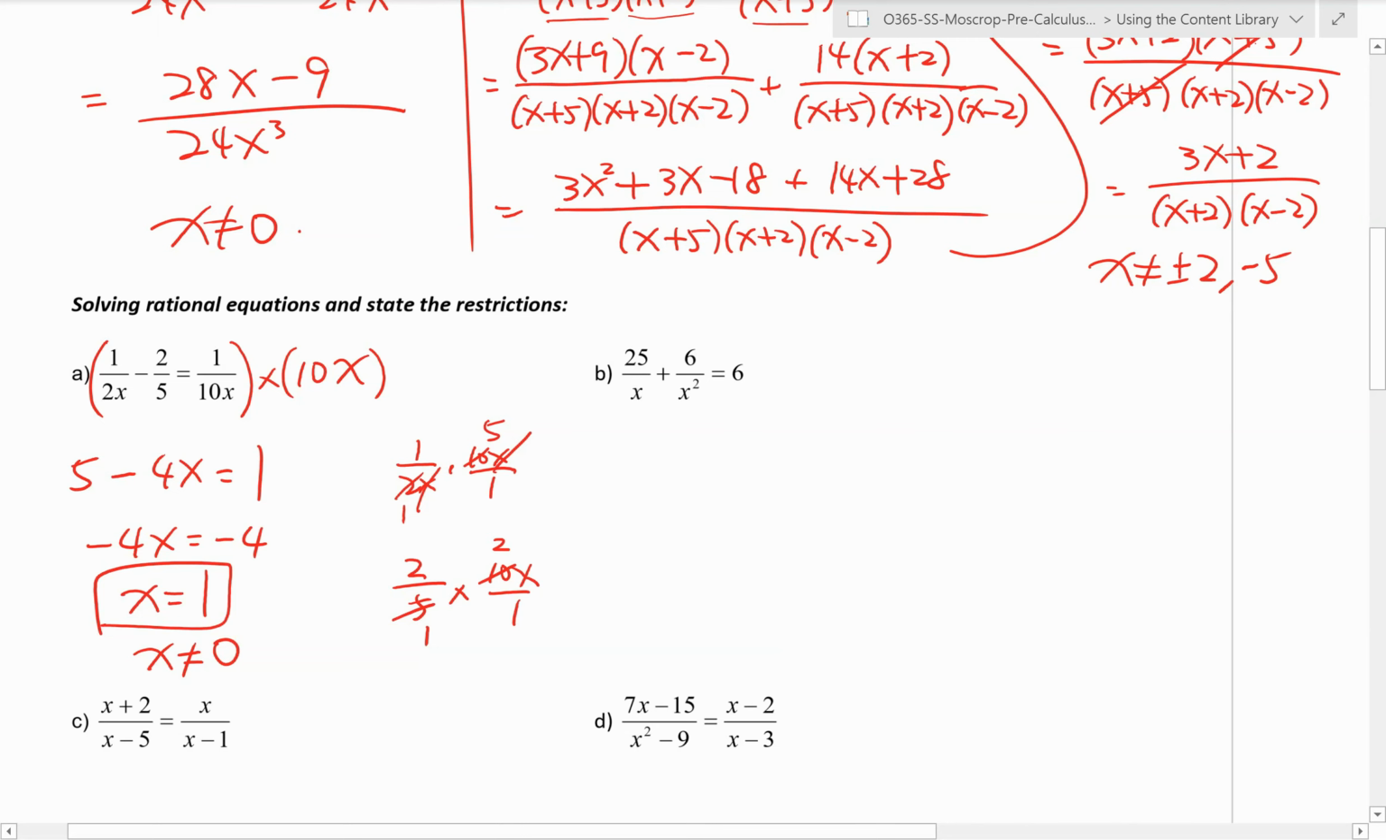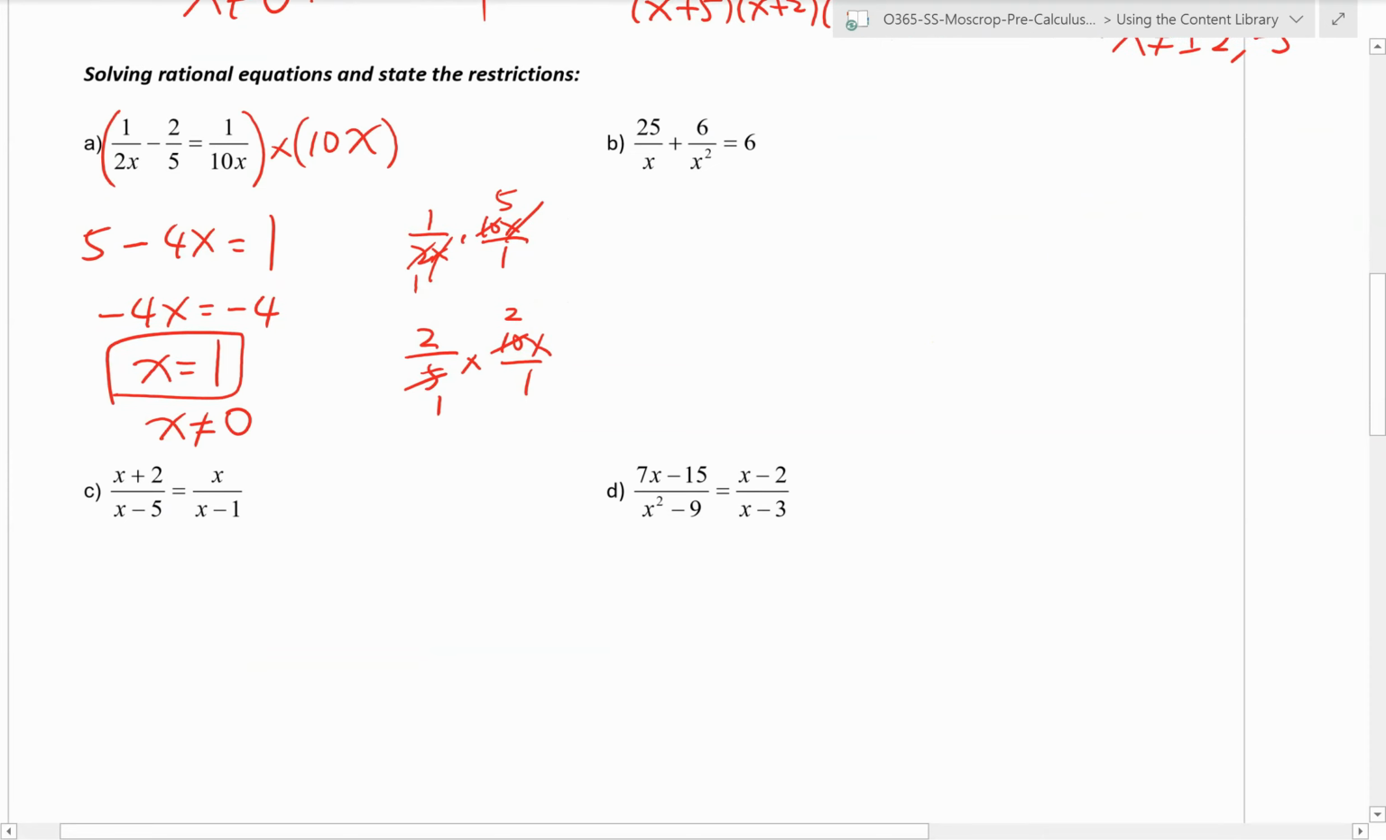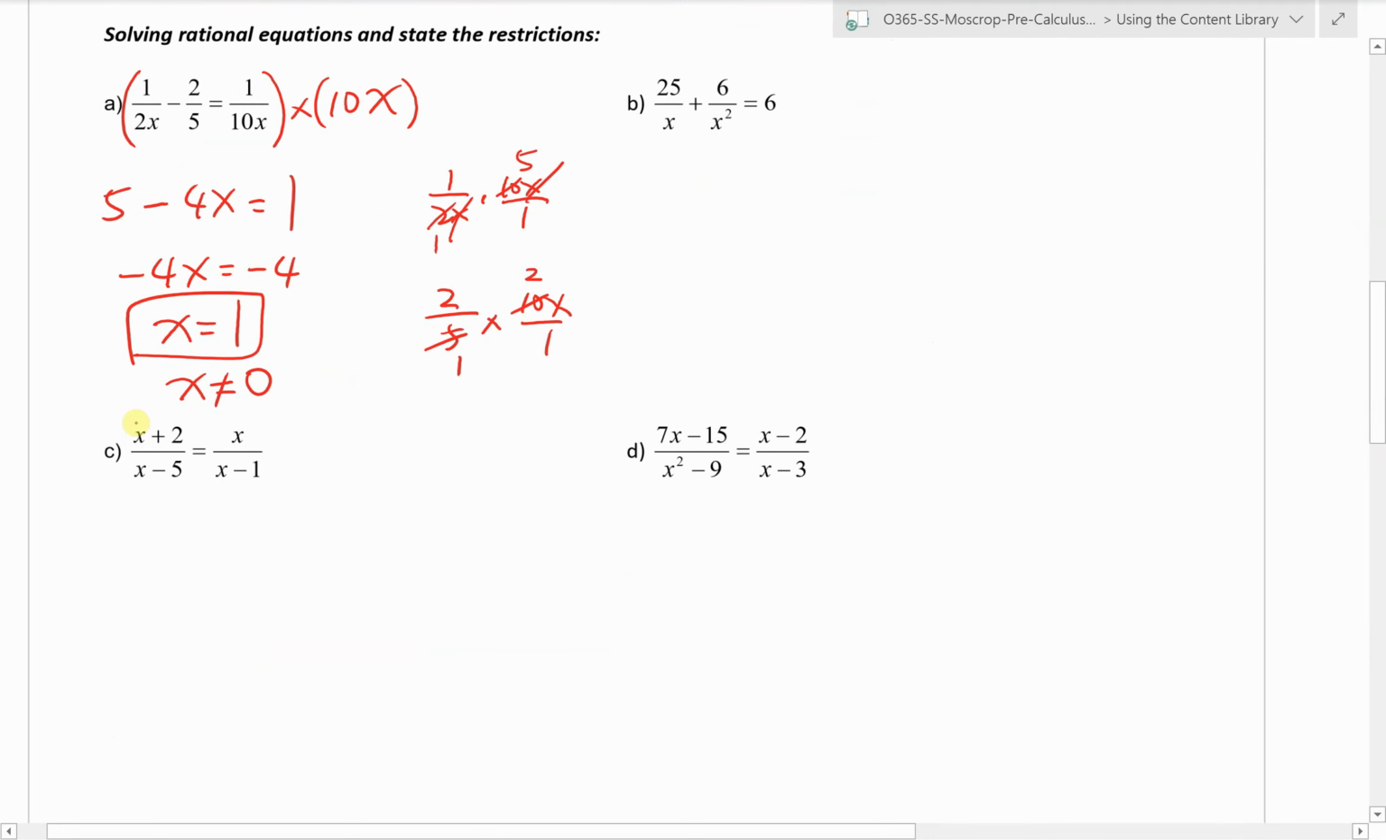Okay, I will do part C and I'll let you do B and D. So part C, same thing. We need to multiply by the common denominator. In this case, because it's binomial, the common denominator is actually x minus 5 and x minus 1. So when you multiply, what happened is you cross these two out.